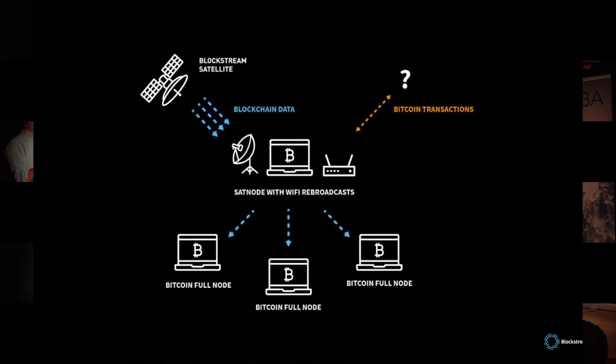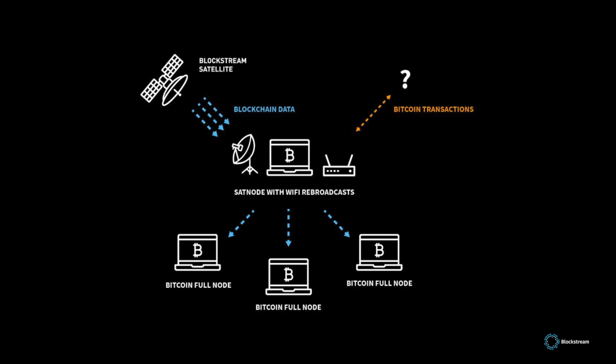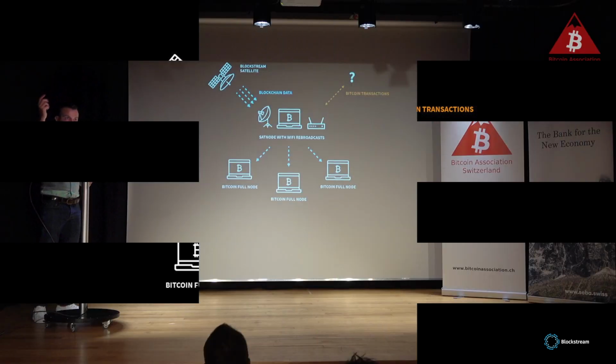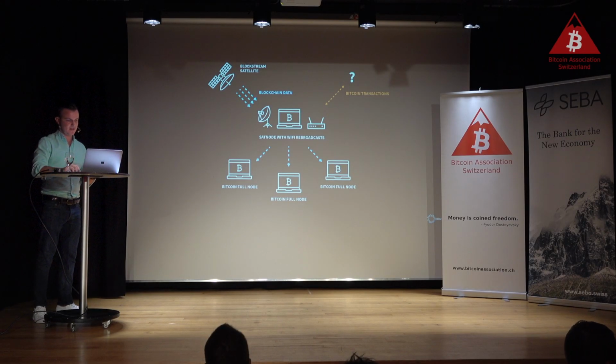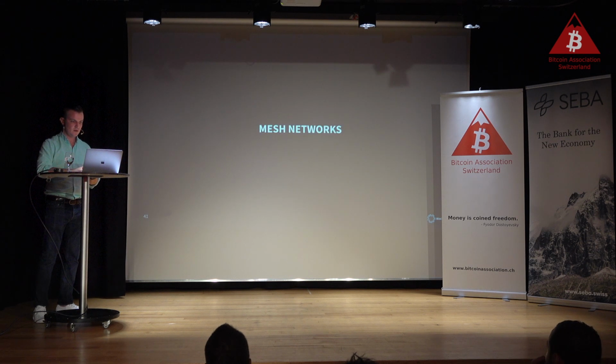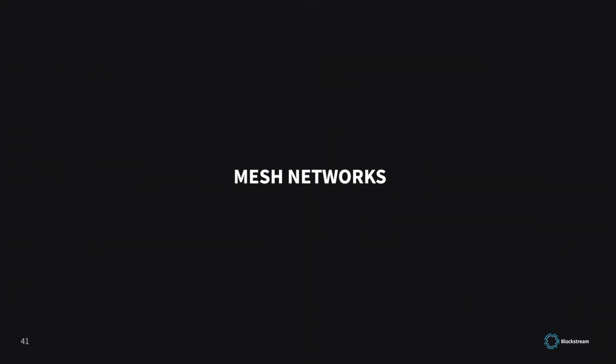So just a little update to the diagram. So we had our sat node. But now we've got some additional people who are also using that in this sat node's local area. But we still haven't worked out the Bitcoin transaction section. We don't know how to get them out, and we don't know how to start transacting between each other. So the answer to that, or one of the answers to that, is mesh networks.